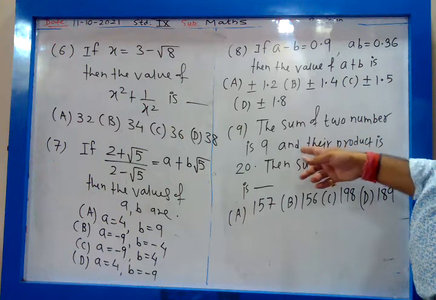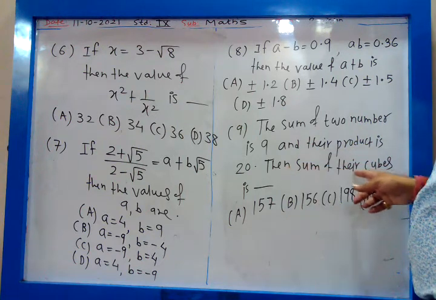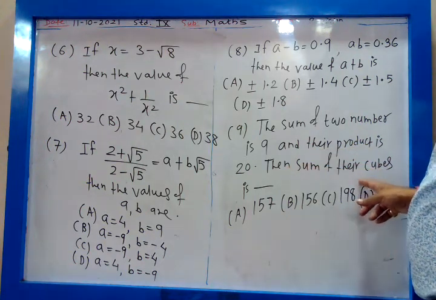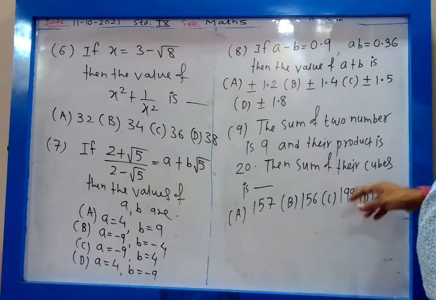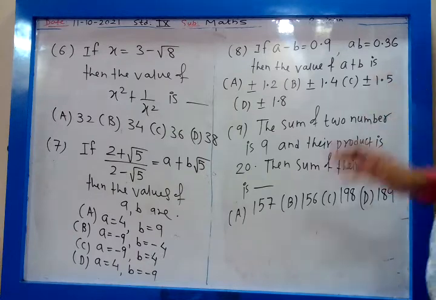The sum of two numbers is 9, their product is 20, then the sum of their cubes. Cubes means power 3. 157, 156, 198, 189.